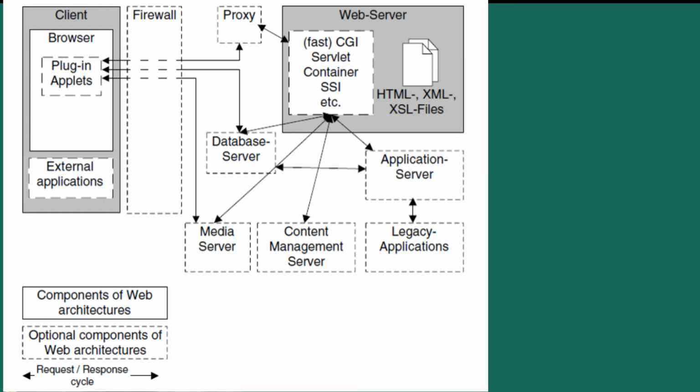Communication between these components is generally based on the request-response principle. That is, one component sends a request to another component. For example, a web browser sends a request to the web server and the response to this request is sent back over the same communication channel. That is why it is called synchronous communication. The following list briefly describes each of these components.